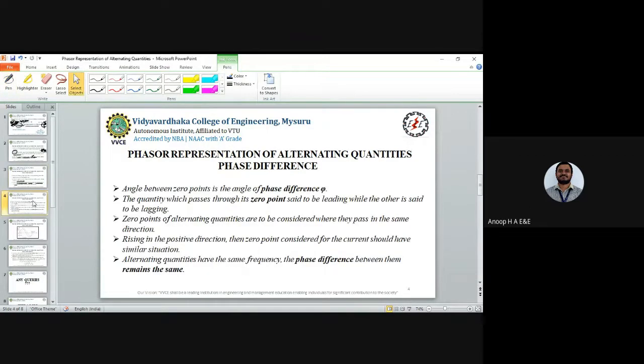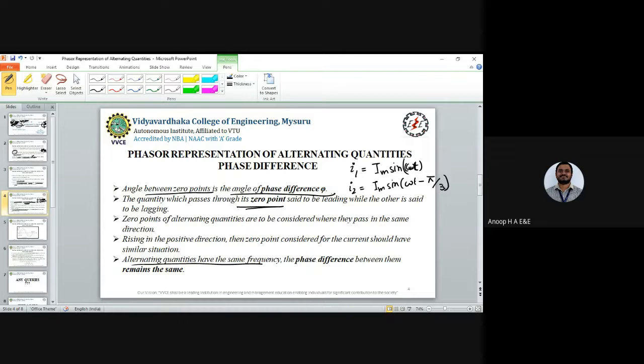Moving ahead, the angle between the 0 points is called the phase difference, and I need to take the 0 points as the reference before calling it a phase difference. You will have the same frequency. I'll have some quantity here, I'll write it as Im sine omega t. Next I'll take Im sine of omega t minus pi by 3.